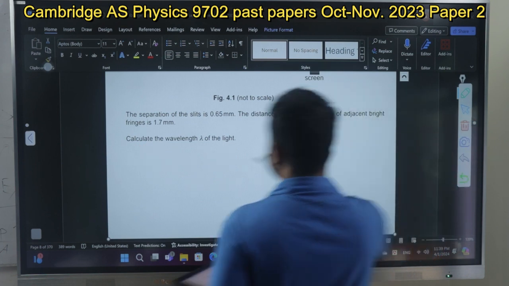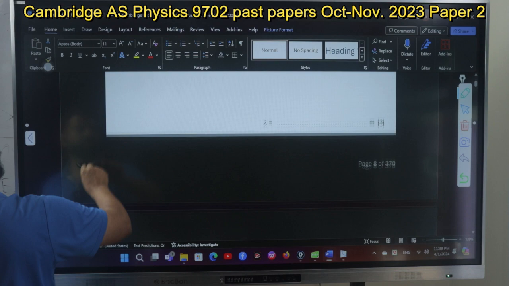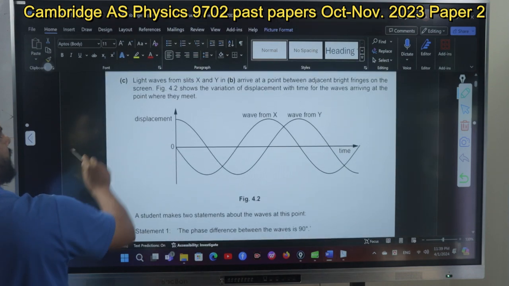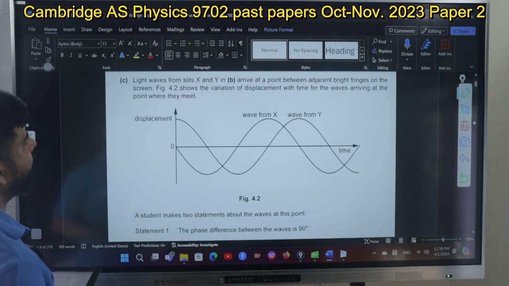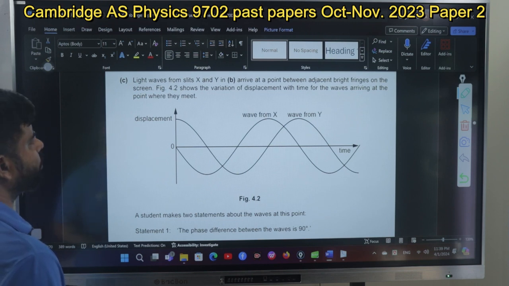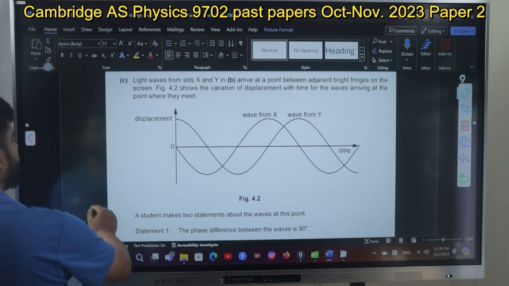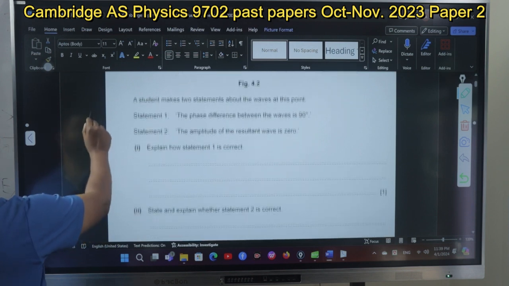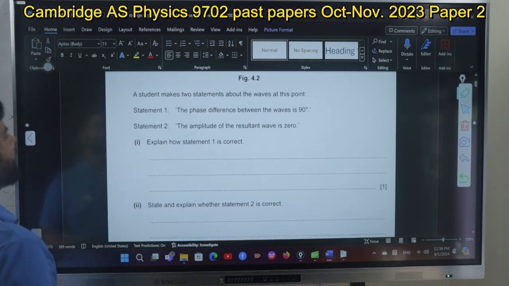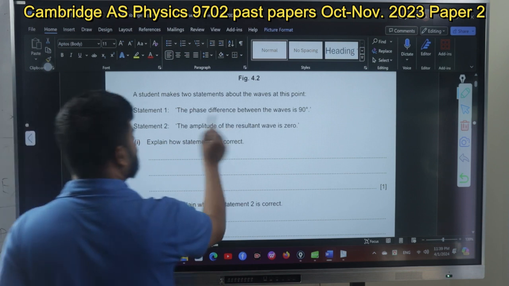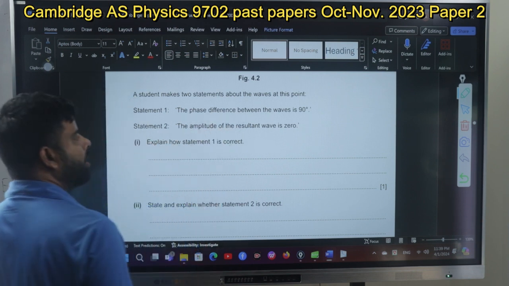Now, light waves from slits X and Y arrive at a point between adjacent bright fringes on the screen, and figure 4.2 shows the variation of displacement with time for the waves arriving at the point where they meet. A student makes two statements about the waves at this point. Statement 1: the phase difference between the waves is 90 degrees.